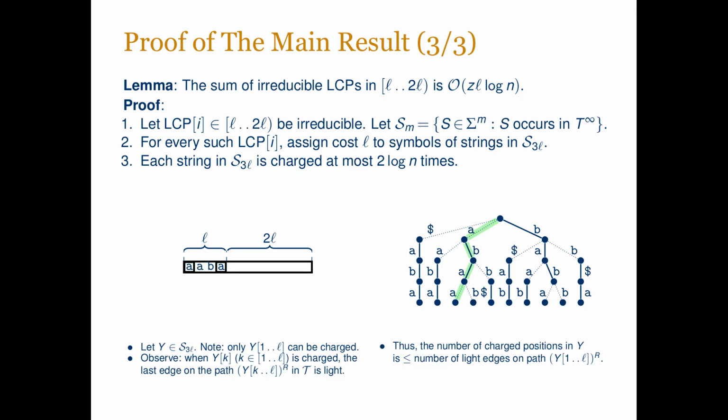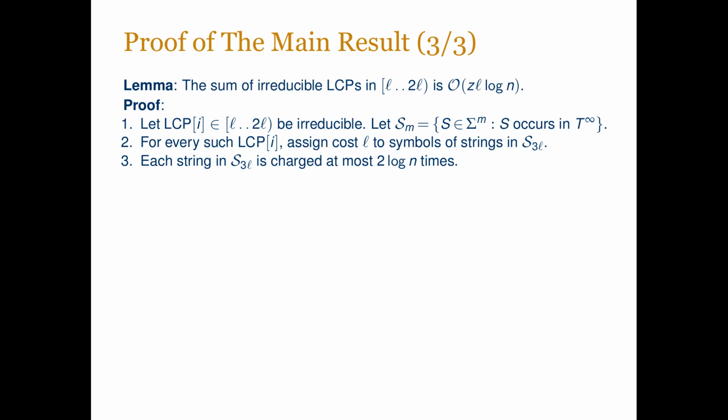Therefore, since the number of charged positions in y is less than or equal to the number of light edges on a single path in T, this number is bounded by log n, since whenever we traverse a light edge, the size of the current subtree is divided by 2. We have thus shown that the number of positions that can be charged in a single string is at most log n. We will now show that each individual position can moreover be charged at most twice.